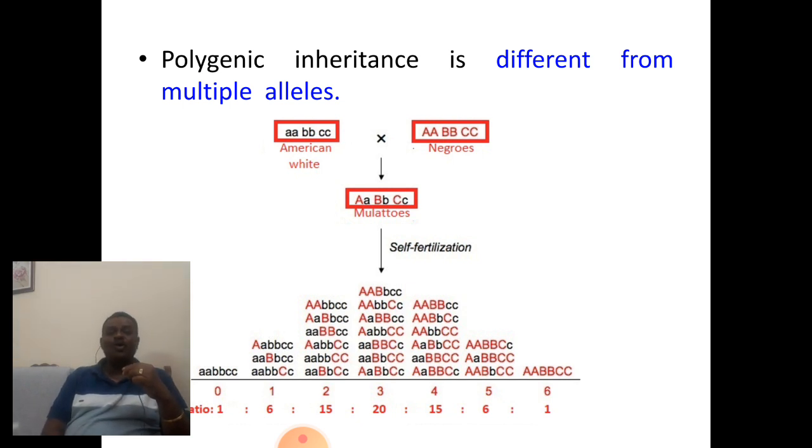The next important point is that polygenic inheritance is different from multiple alleles. Students, remember, the concept of multiple alleles indicates that many alleles of the same gene control a character. So they occupy the same genic locus on the chromosomes. These alleles are many in number, and they control a particular character. But if many genes control a single character, we call it polygenic inheritance. So polygenic inheritance is totally different from multiple allelism.